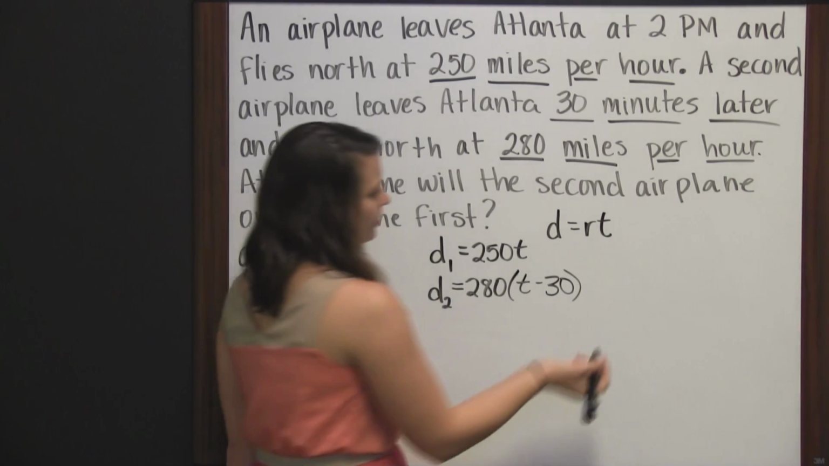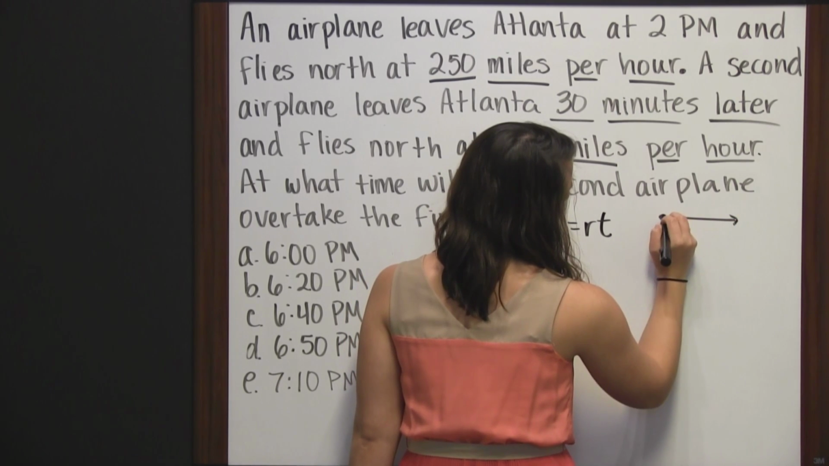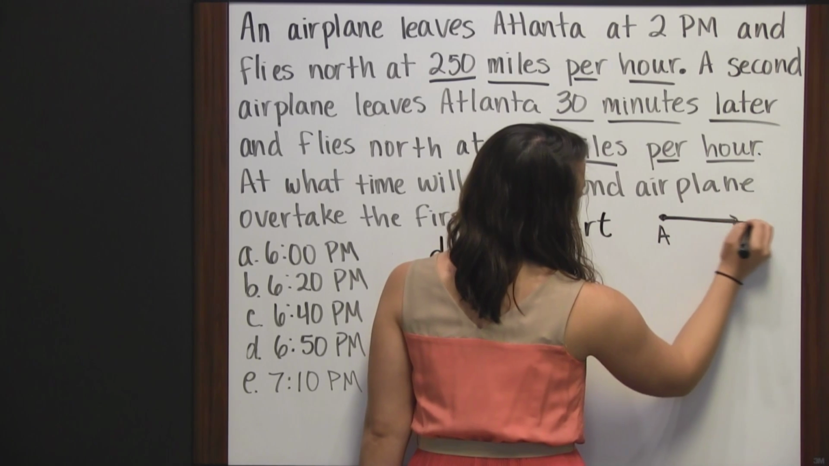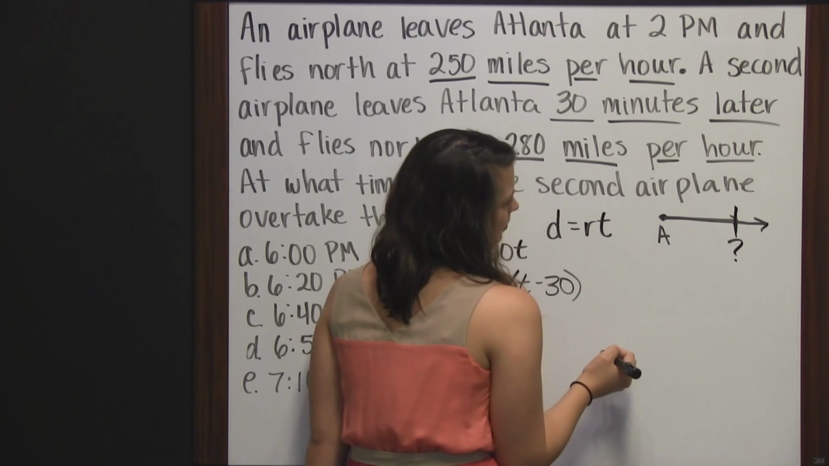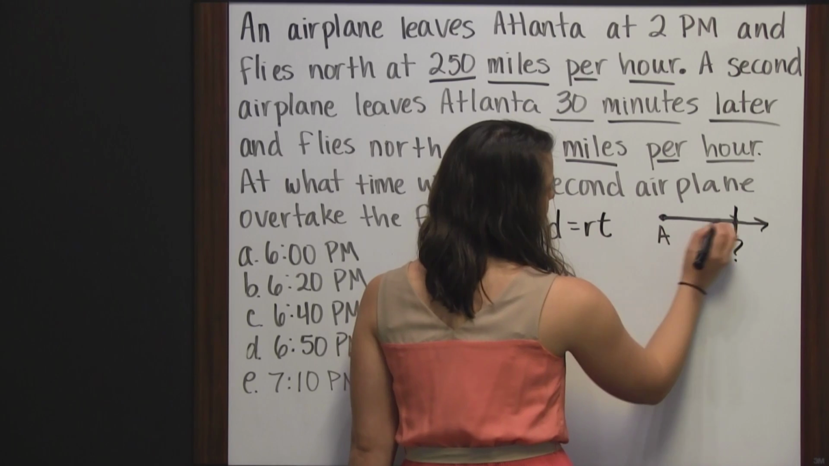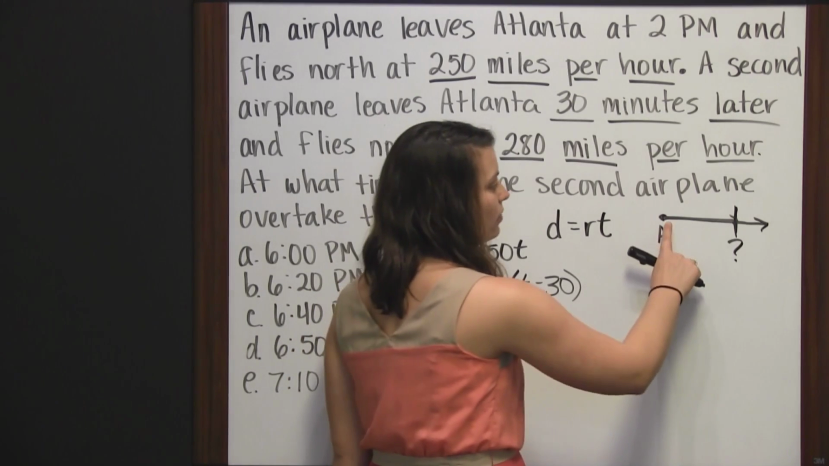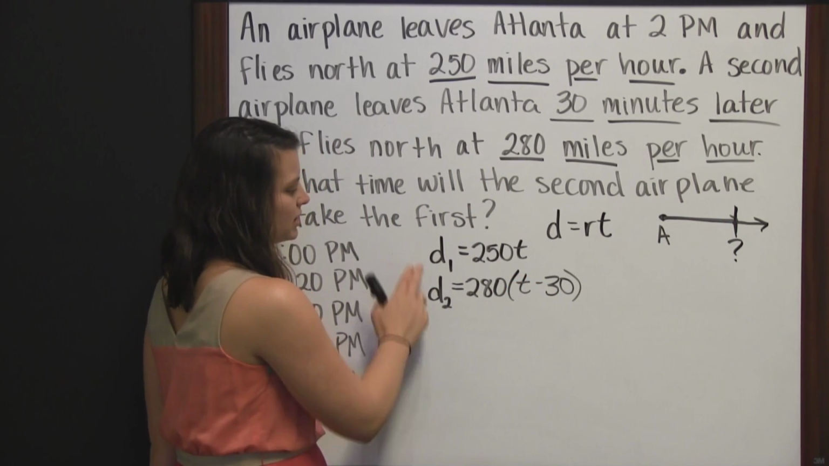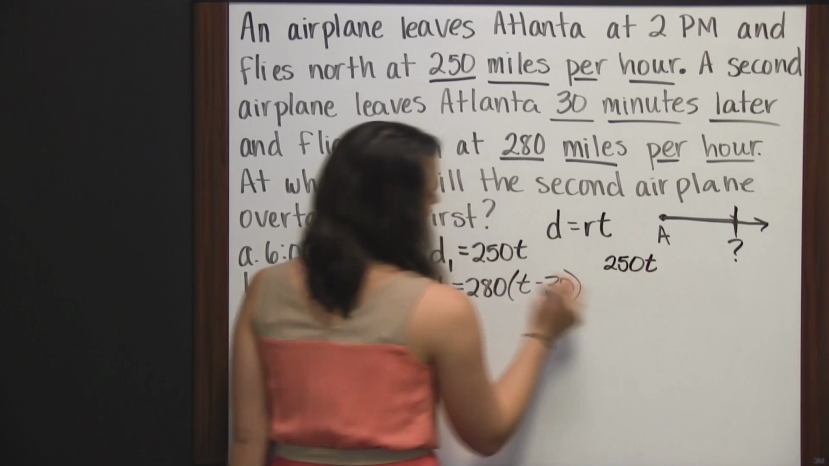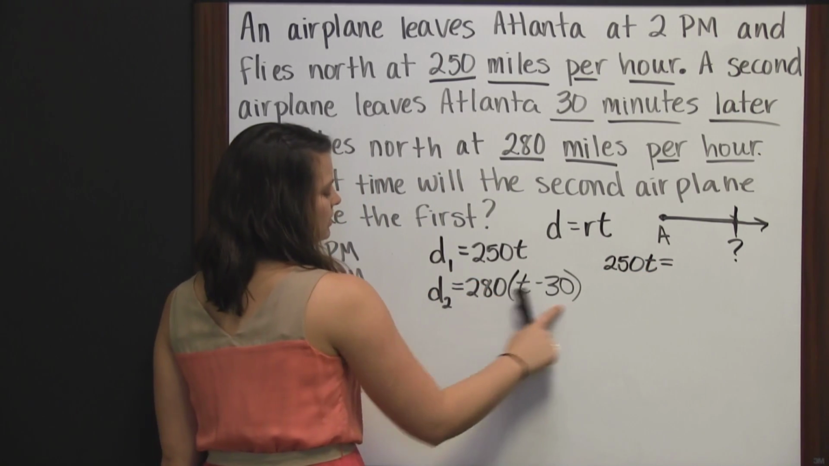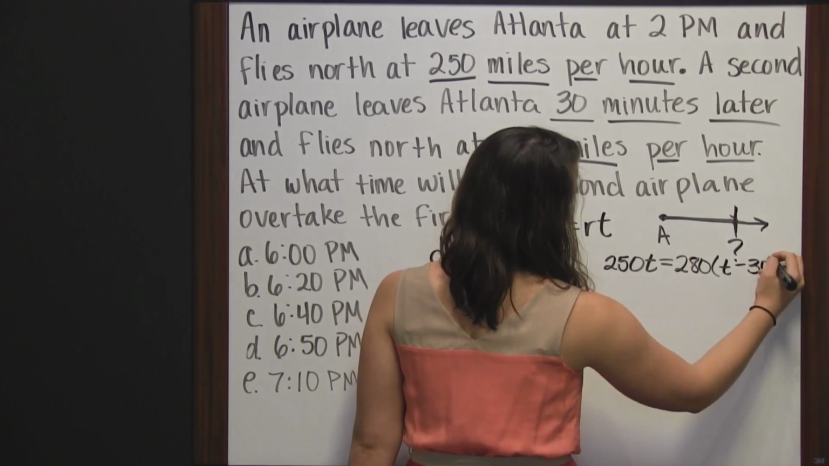Now if you think about this, you've got two planes leaving from Atlanta. They're both flying north. And the question is, when will the second one overtake the first one? Well, this is what we're trying to find out, is what time that will happen. Well, at that time, both of these airplanes will have flown the exact same distance. We don't know what that distance is, but we know that it's the same. So we can take these two distances and we can set them equal. So the distance of plane 1, 250t, is equal to the distance of plane 2, 280 times the quantity, t minus 30.